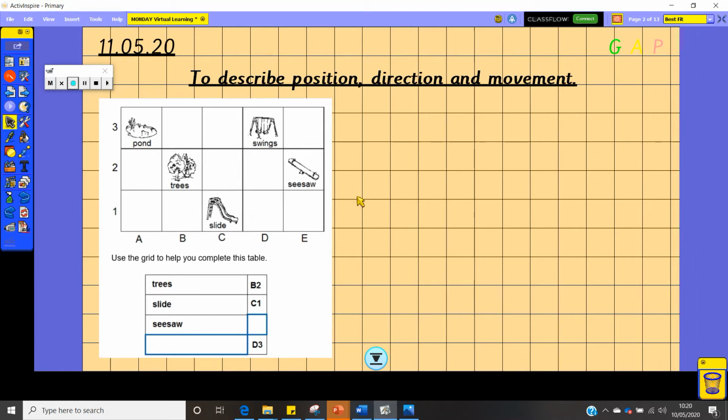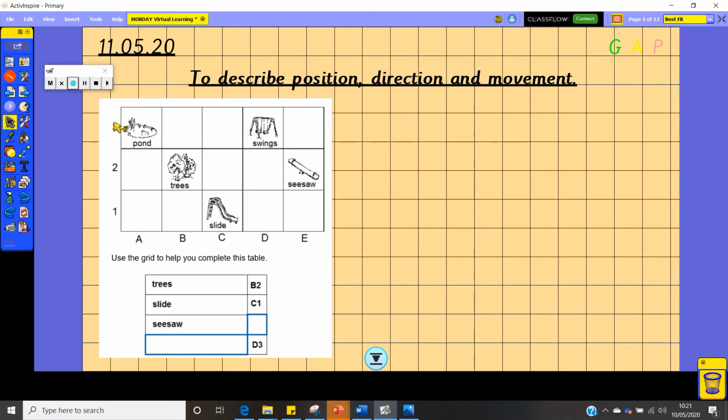So have a look at the grid that we've got on the board here. Now there's some quite important information on this grid that you can see. The first set of information we need to look at is along the bottom here. Now all of these letters here are in the centre of a square on a grid. So we've got A, B, C, D and E, and each of those are representing a different column. So this is column A, this is column B, this is column C, this is column D and this is column E.